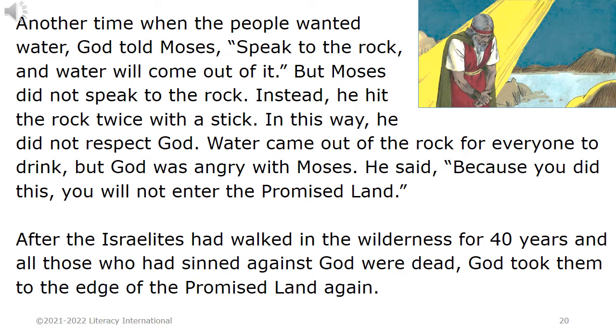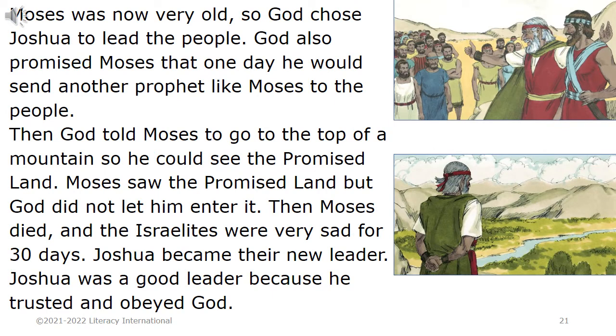After the Israelites had walked in the wilderness for 40 years, and all those who sinned against God were dead, God took them to the edge of the promised land again. Moses was now very old, so God chose Joshua to lead the people. God also promised Moses that one day he would send another prophet like Moses to the people.